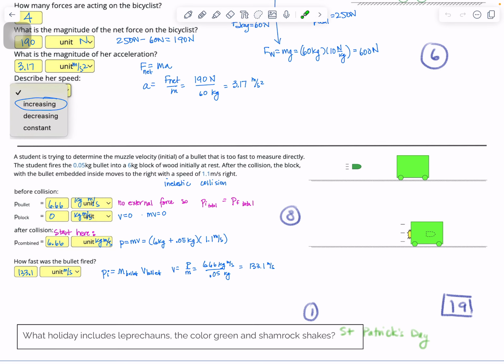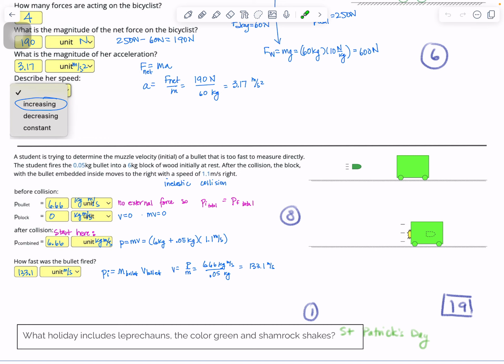Okay, next thing, I've got an inelastic collision, and I've got a bunch of information. Because I know the combined mass and I also know the final speed, or speed 2, I'm going to start with after the collision because that's what I have information about. So I know that momentum is mass times velocity. The mass is the combined mass of the block plus the bullet. And then my speed is 1.1. So I multiply those together and I get 6.66.